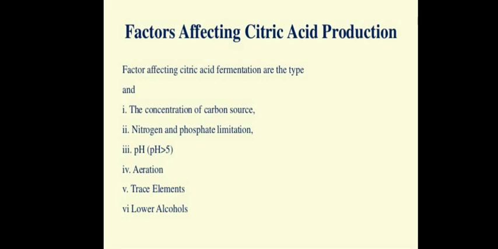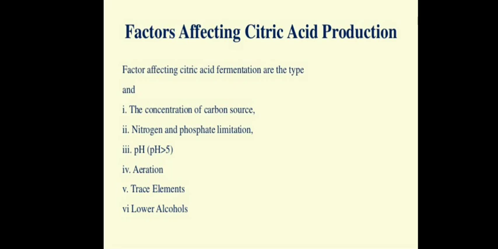Now, we have already completed the 3 different ways for the production of citric acid, which were submerged fermentation, surface fermentation and solid state fermentation. Now there are various factors which affect the production rate of citric acid. Now first factor which affects the citric acid production is the concentration of carbon source.